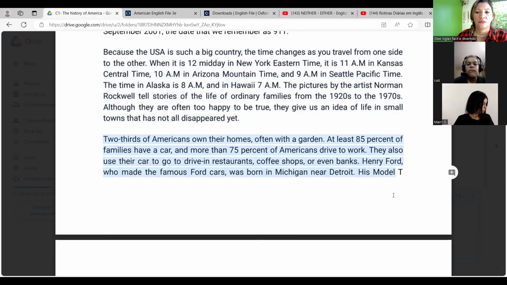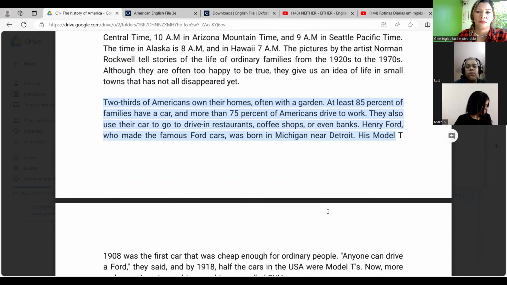2/3 of Americans own their homes, often with a garden. At least 85% of families have a car, and more than 75% of Americans drive to work. They also use their car to go to drive-in restaurants, coffee shops, or even banks.